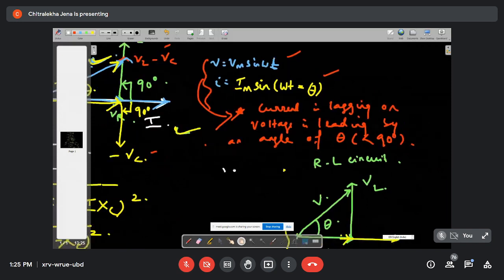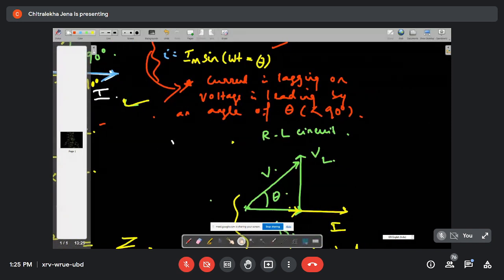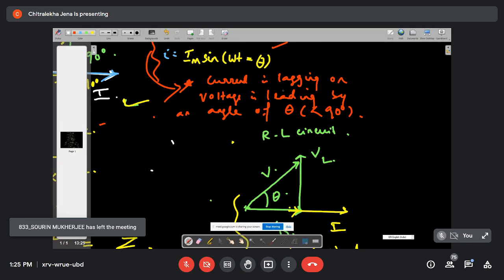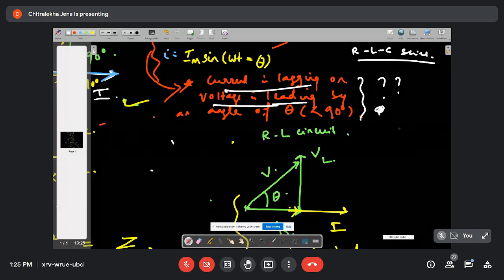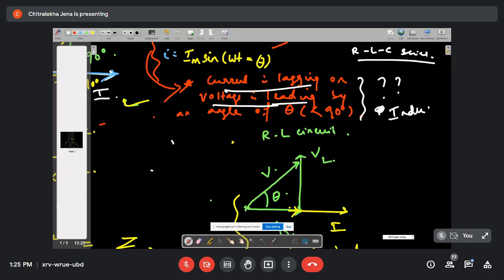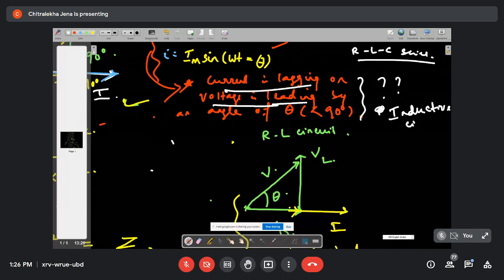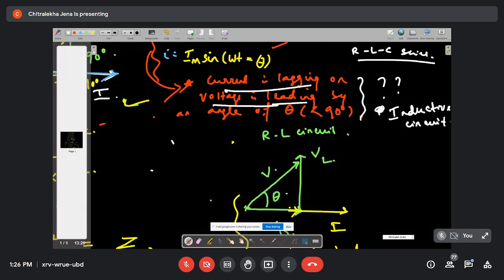That means this is which type of circuit? When the voltage is leading or the current is lagging, this is a series circuit. We don't call it an RL circuit, this is an RLC circuit. Listen very carefully: don't say it is an RL circuit. But the circuit is behaving like an RL circuit, behaving as an inductive circuit. Remember, behaving as an inductive circuit.